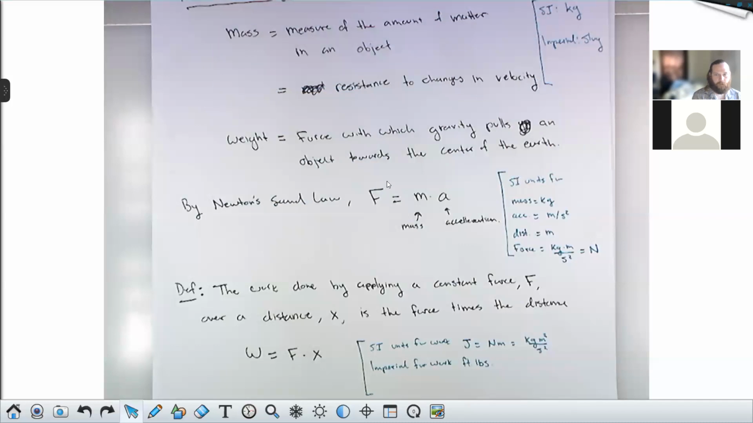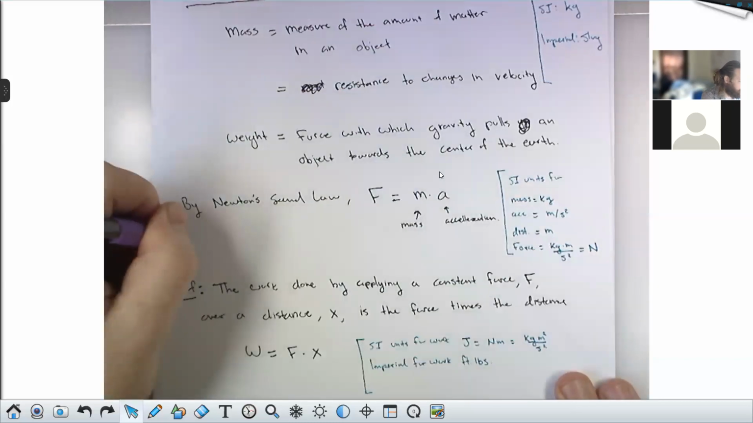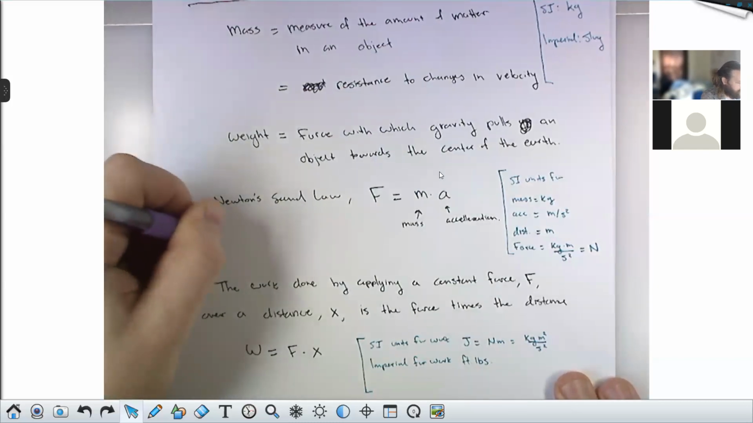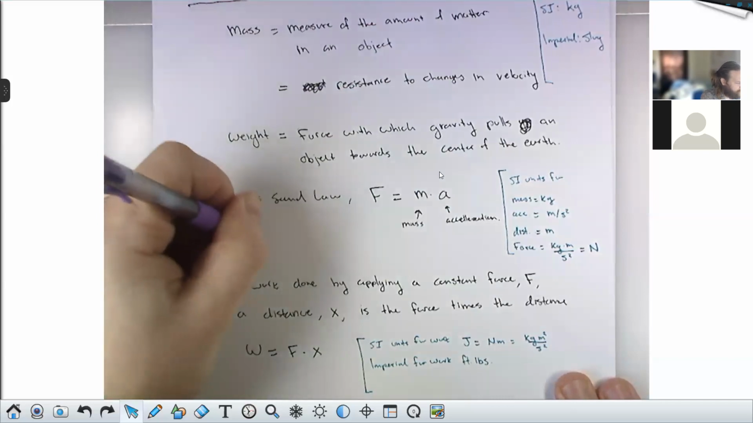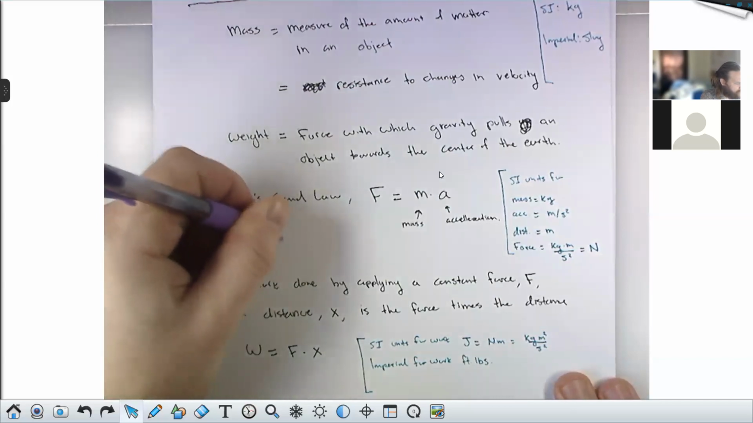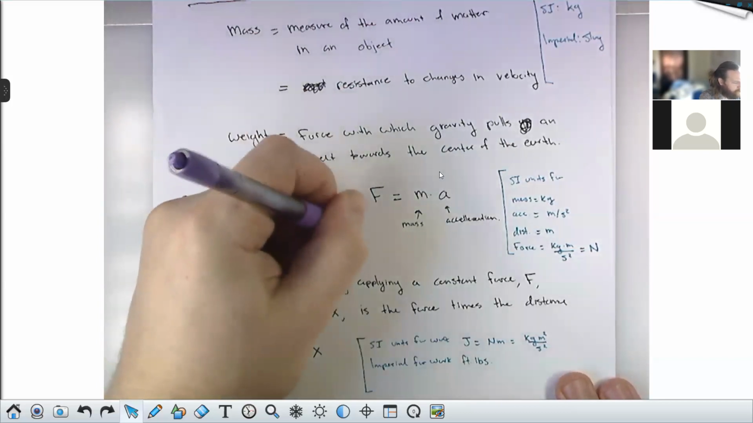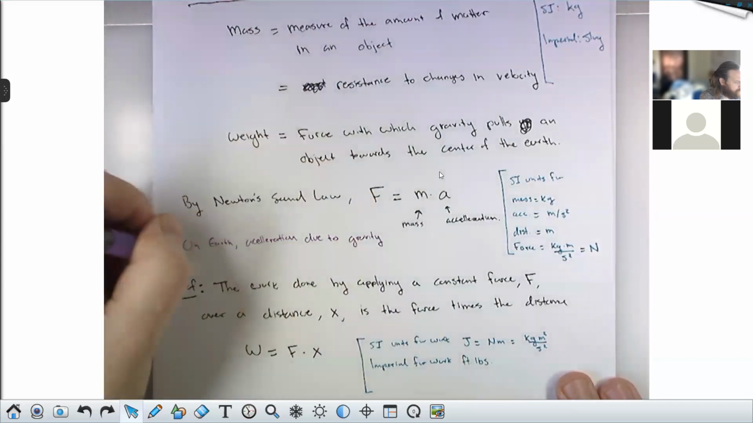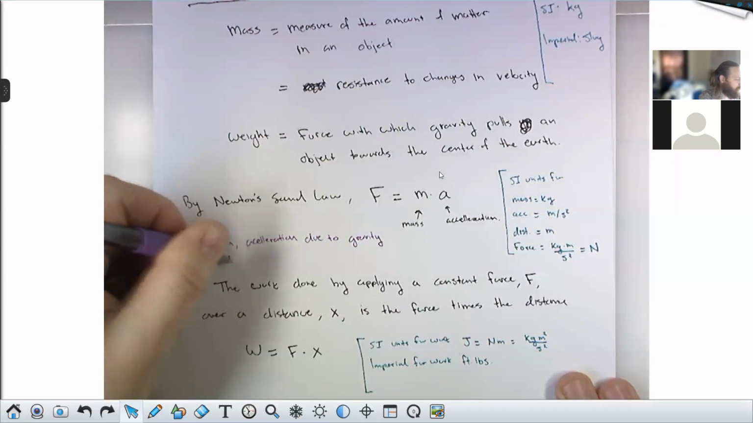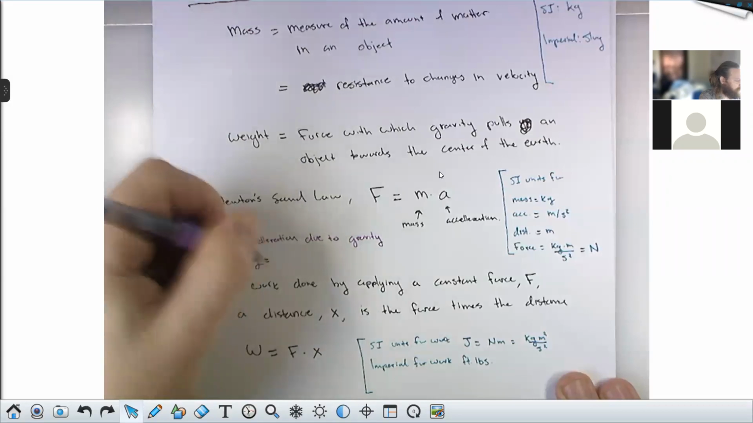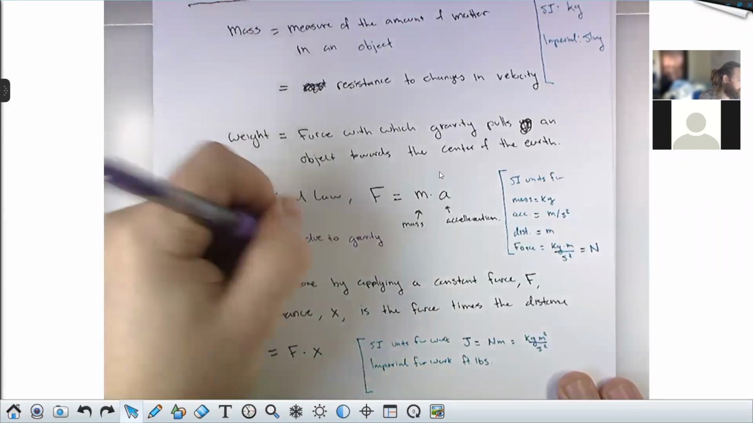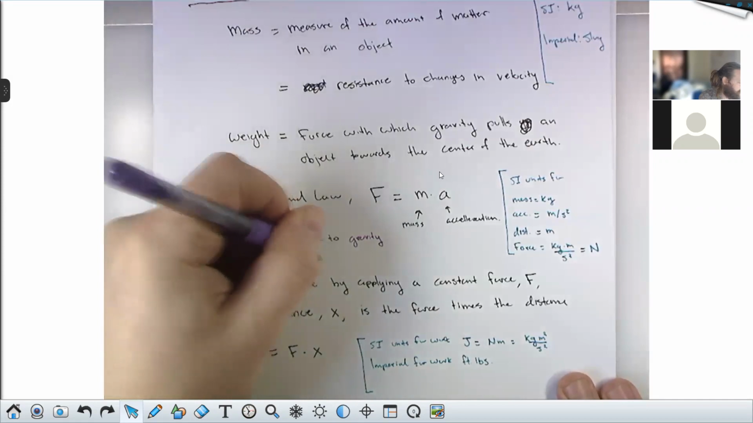And the key to converting from a mass to a force is to multiply by the acceleration. Acceleration due to gravity on Earth is called little g, and it's 9.8-ish meters per second squared.